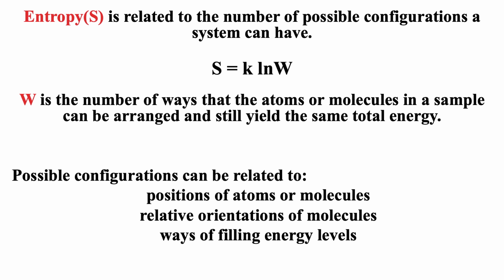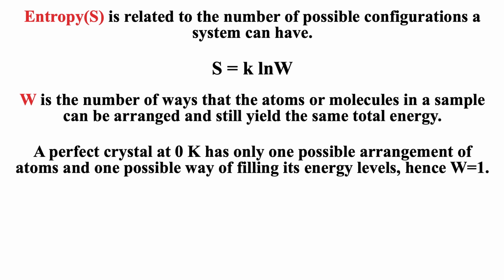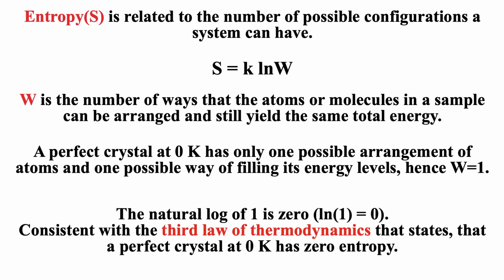And so when we're talking about configurations, we could be talking about positions of atoms or molecules. We could be talking about relative orientations of molecules. We could be talking about ways of filling energy levels. And so a perfect crystal at 0 Kelvin has only one possible configuration. And so that would give you W of 1. And the natural log of 1 is equal to 0. And so that's how we get the third law, that a perfect crystal at 0 Kelvin has 0 entropy.